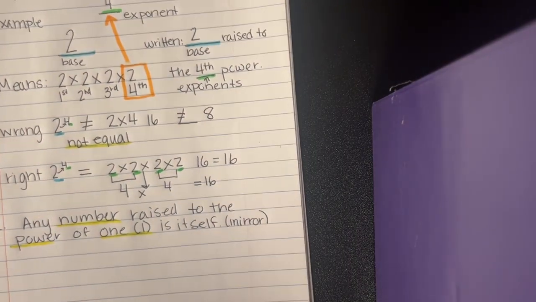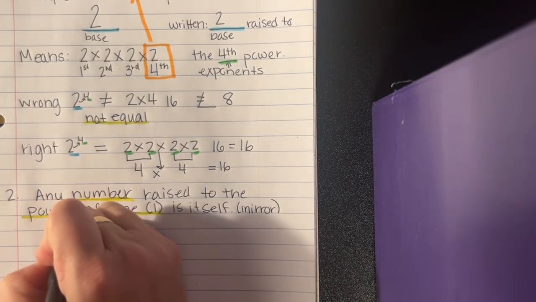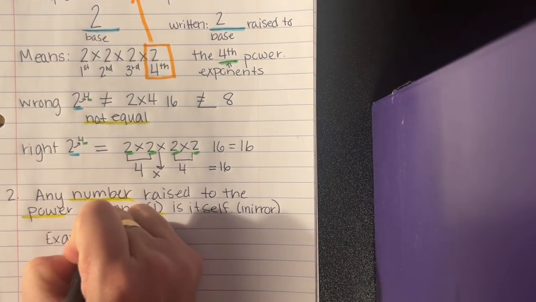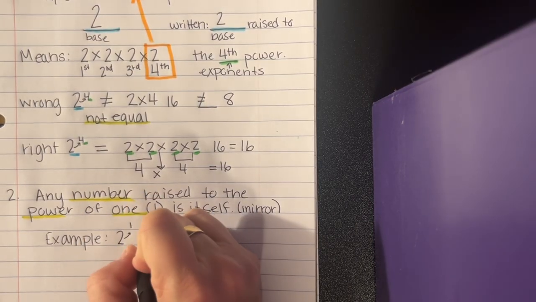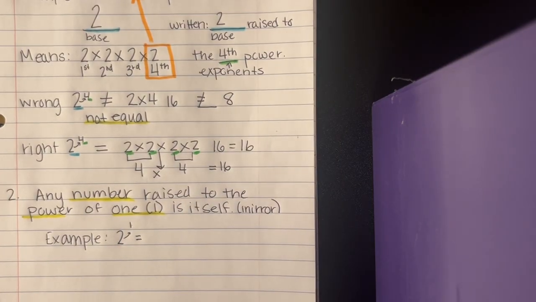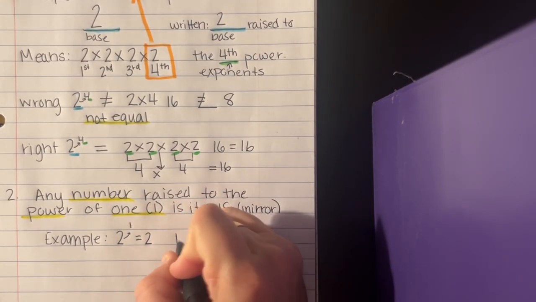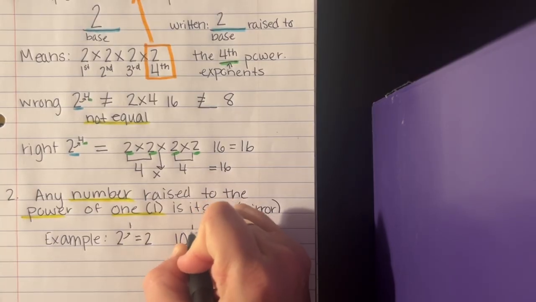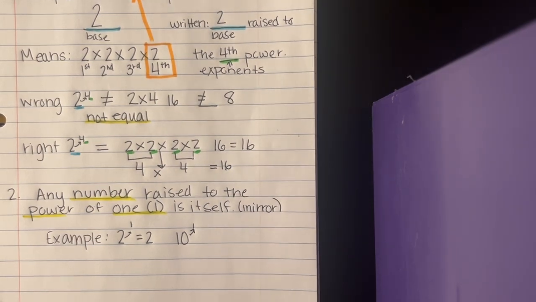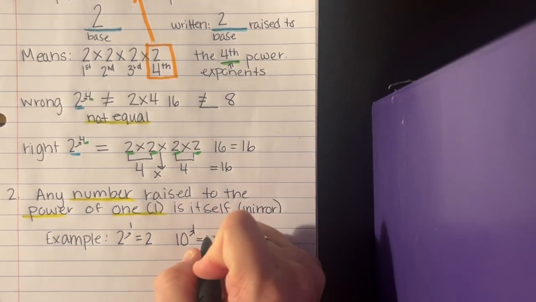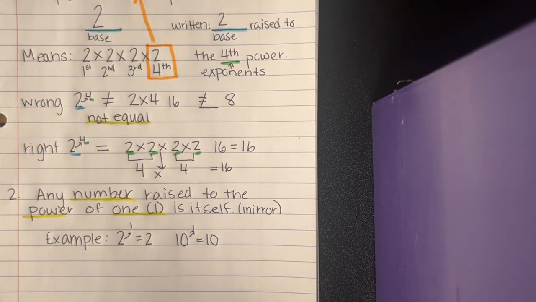Let me give you a couple examples of this. Our first example is 2 to the power of 1. That would equal what? Itself. That's 2. Or how about if we take the number 10 and raise it to the power of 1? Anything raised to the power of 1 is what? Itself. So this equals 10. You'll see that on your math worksheet for today.